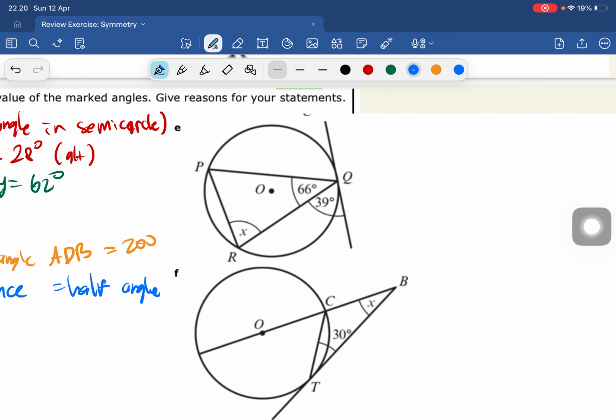Okay, we can find it QPR. So let's find it QPR. So the angle of QPR is gonna be 39 degree. This is why, because they are alternate segment theorem.